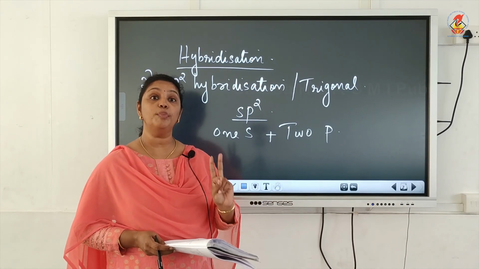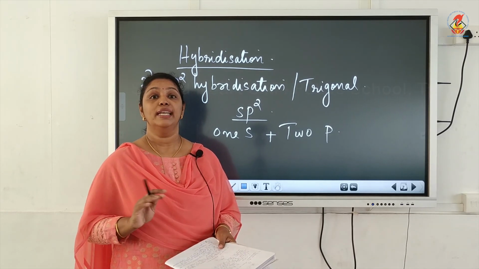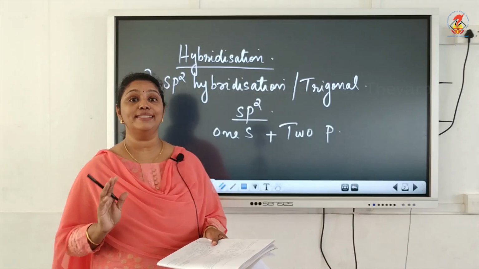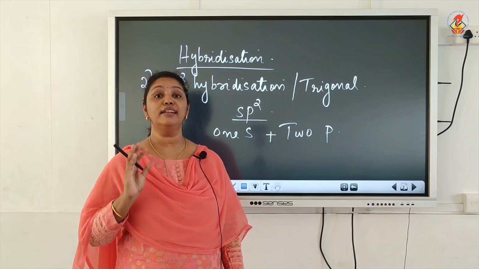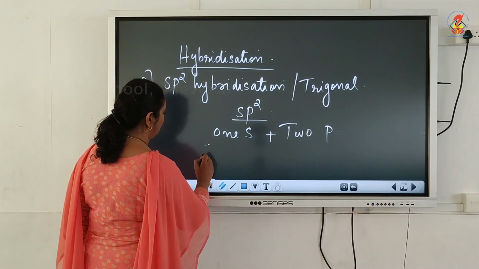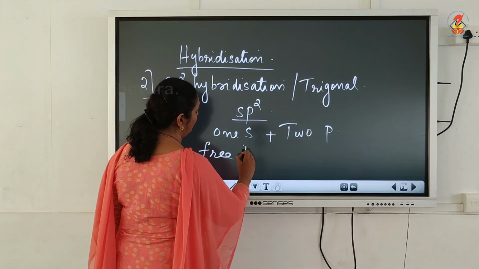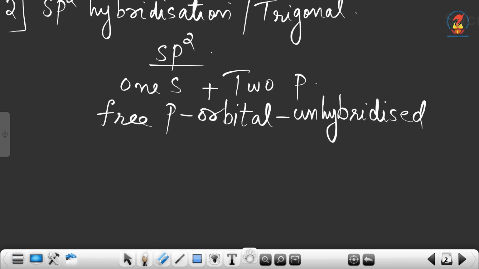Okay, now as you can see, it is sp2. So only two p orbitals are used for hybridization and one p orbital is left in its free state, and we call that free p orbital the unhybridized p orbital. So the third p orbital, which is free, is called the unhybridized p orbital.